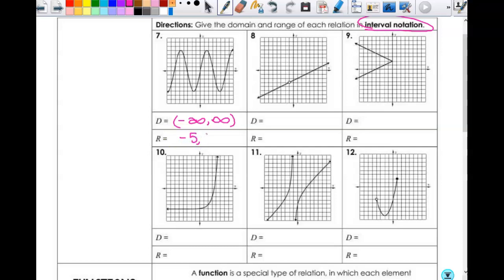-5 to 5. Do I include them? Yes. So it's brackets. -5 and 5 are y values that exist. Okay. All right. Number 8.